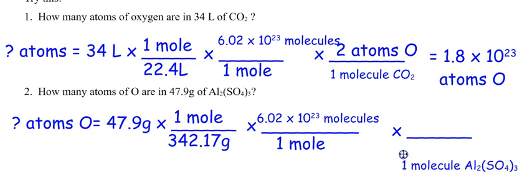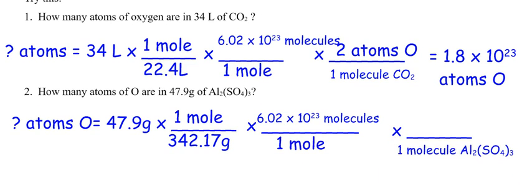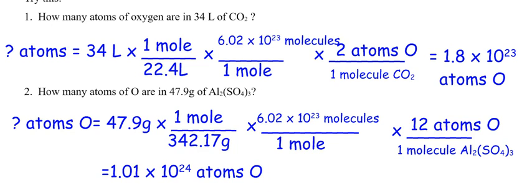So how many atoms of oxygen are in 1 molecule? Go over here. I see a parentheses, so we have to distribute. So how many atoms of oxygen are there? Hopefully you got 12. So then you do your math. And what'd you get? I got 1.01 times 10 to the 24th atoms of oxygen.